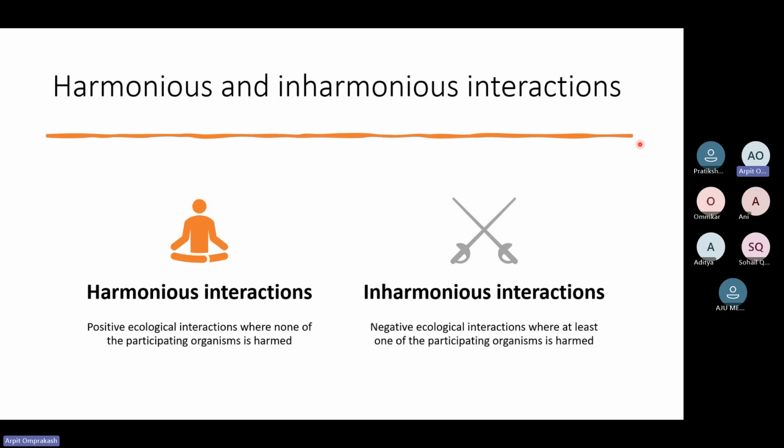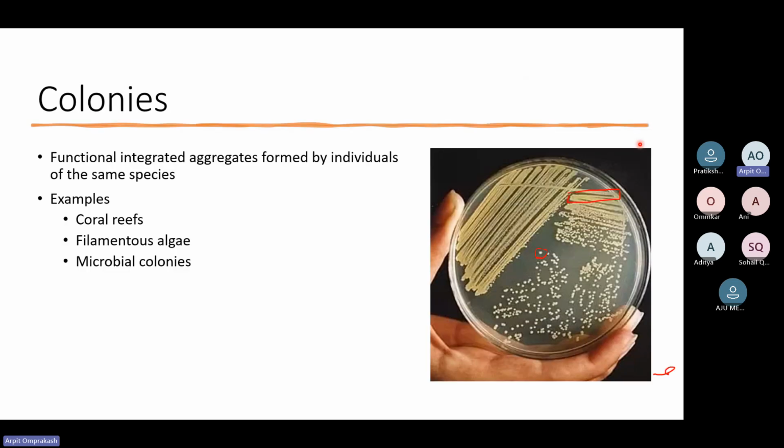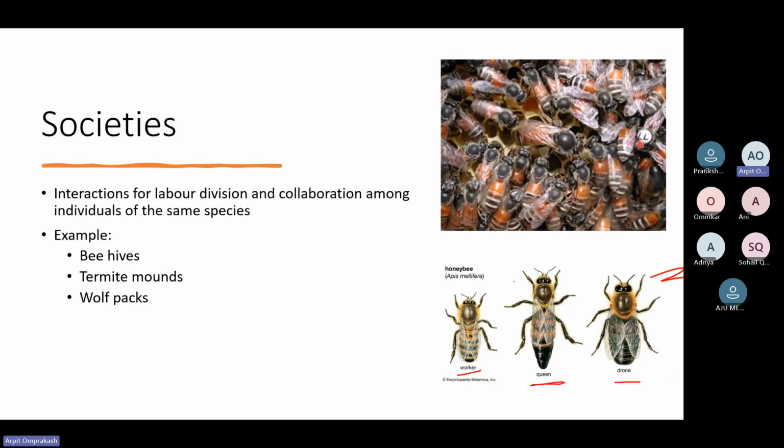Harmonious interactions are positive ecological interactions where none of the organisms are harmed. Inharmonious interactions are negative ecological interactions where at least one of the participating organisms is harmed. Right. Harmonious ecological interactions can be intraspecific, such as colonies and societies, and they can be interspecific, such as proto-cooperation, mutualism, and commensalism. Right. Colonies are basically aggregates formed by individuals of the same species. Societies are basically societies of ants, wasps, and bees, where they have this labor division and collaboration between different individuals of the same species.